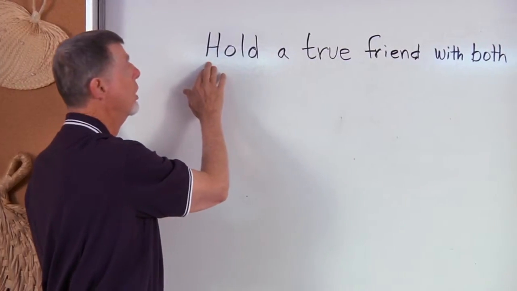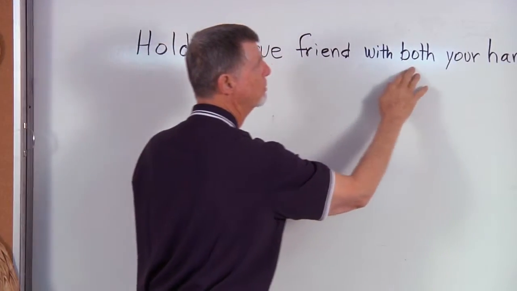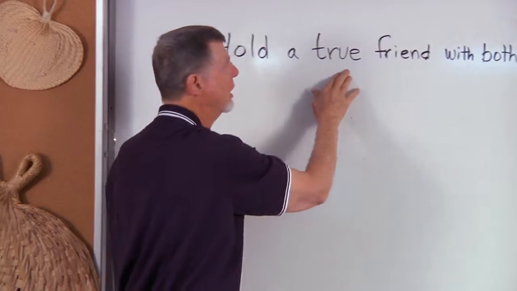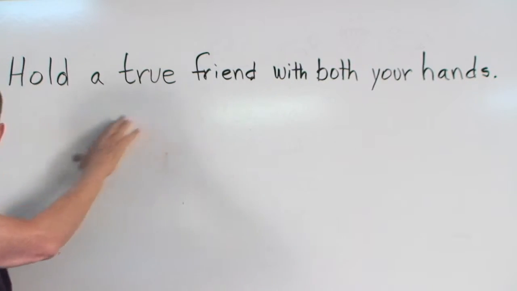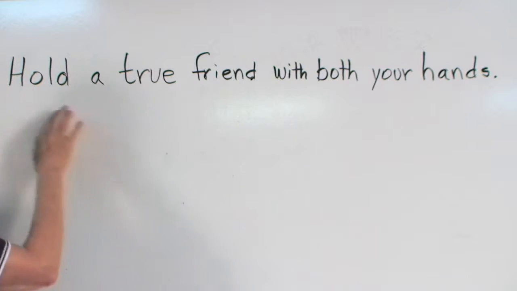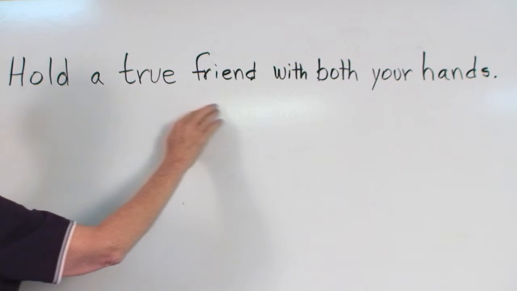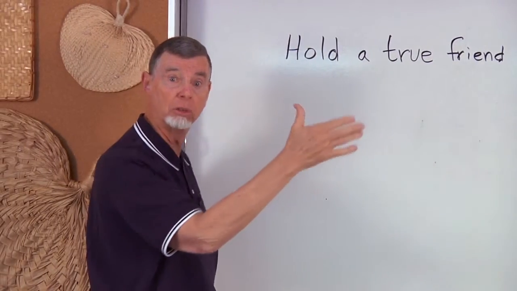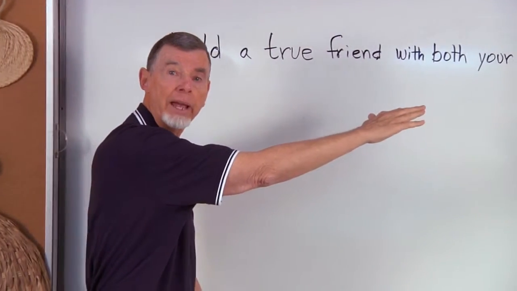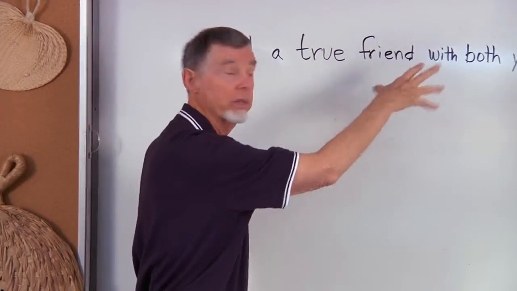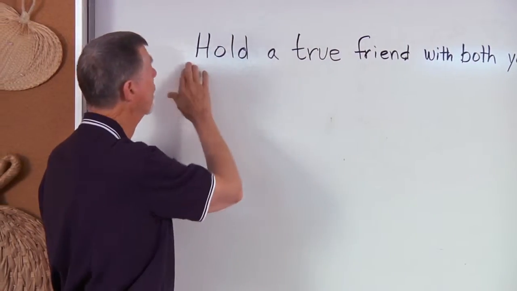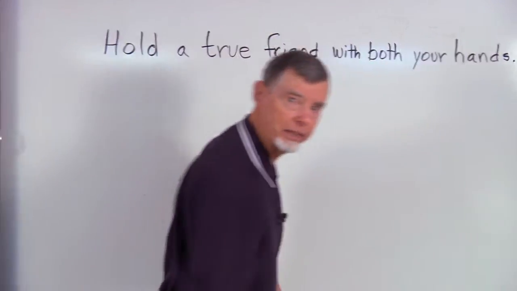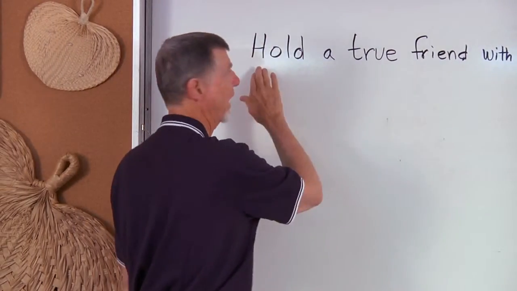Please listen again. Hold a true friend with both your hands. And you notice that as I'm saying it, I'm moving my hand right along with the word that I am saying in the sentence. I'm not going ahead of it, because your students are going to track your hand and they will get confused with the sounds. You don't want to go too slow either, because that would get them confused too. So be sure to just move right along.